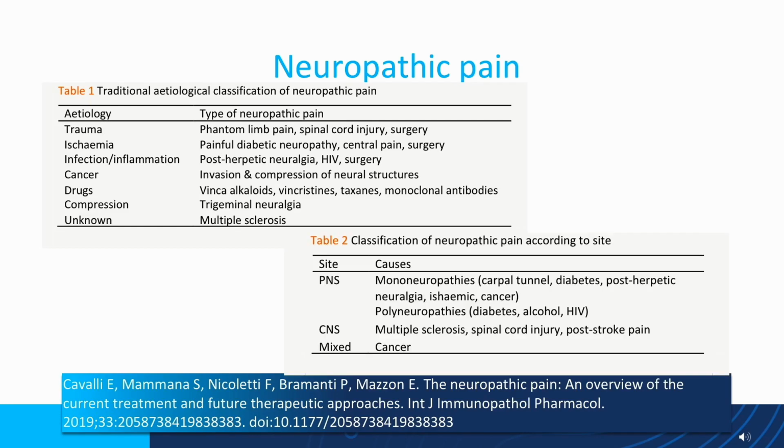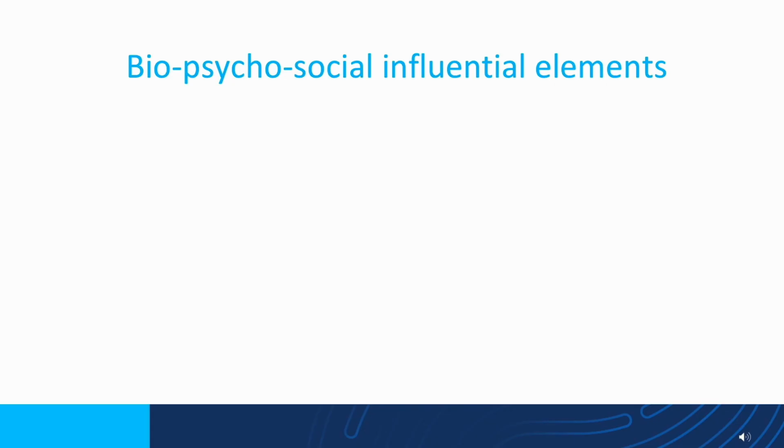Another way of classifying neuropathic pain is whether it's a peripheral medical condition or a central medical condition. The central ones are spinal cord injuries, strokes, multiple sclerosis. And then of course the peripheral ones are something very simple like carpal tunnel syndrome, diabetes, postherpetic neuralgia, etc. So think about the cause of neuropathic pain.